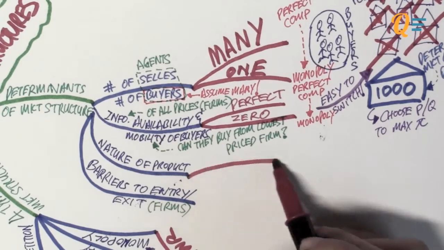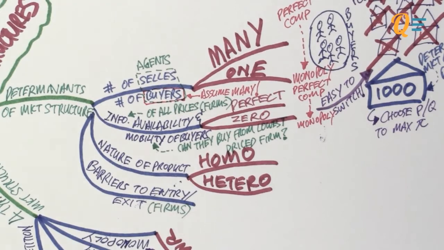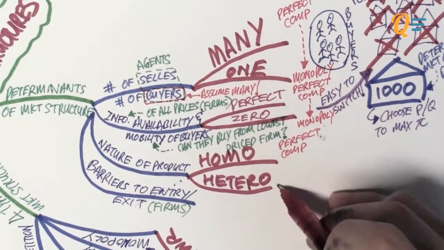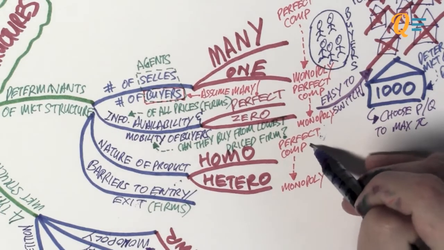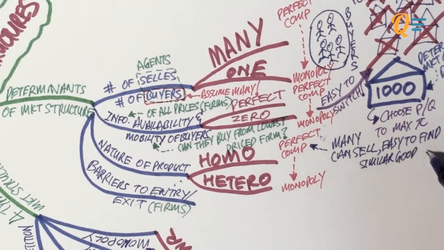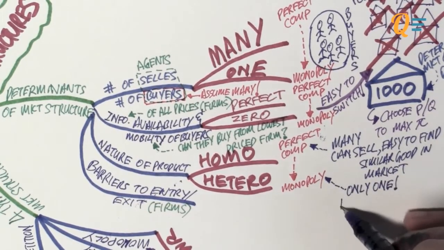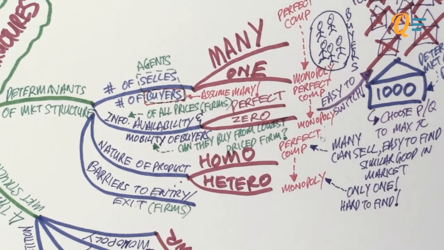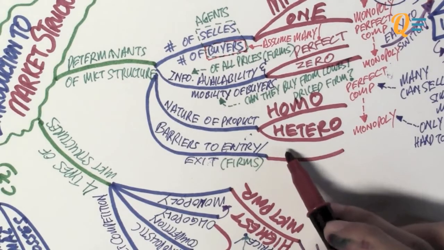The next determinant is the nature of the product. A product can either be homogeneous or heterogeneous. A homogeneous, which means identical goods, is being sold in perfectly competitive industries, and heterogeneous goods are being sold by monopolies. So homogeneous goods are not differentiated. So many of the firms in the perfect competition market can actually sell it. And when many of them can sell it, it is easy for the buyers to find. There is zero market power for these perfect competitors because they can't control the consumers. But for the monopolists, only one of them can sell it. So it is hard to find, therefore they've got power over the buyers, they can control the prices.